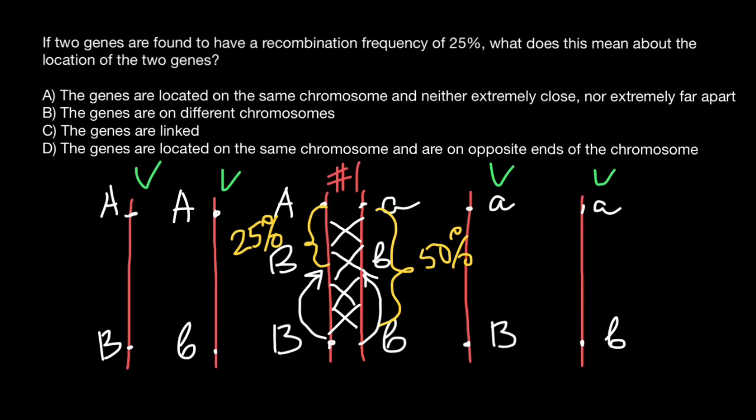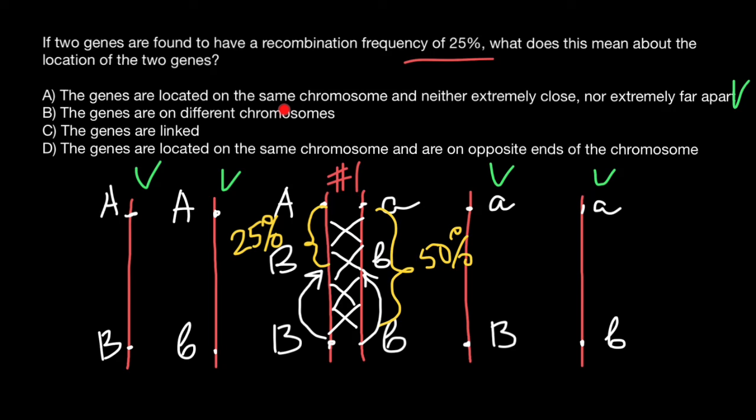Now let's read our variants of the answers. Again, we are looking for a recombination frequency of 25% between two genes. And variant A, genes are located on the same chromosome and are neither extremely close nor extremely far apart. This is going to be our choice. But let's check the other variants.